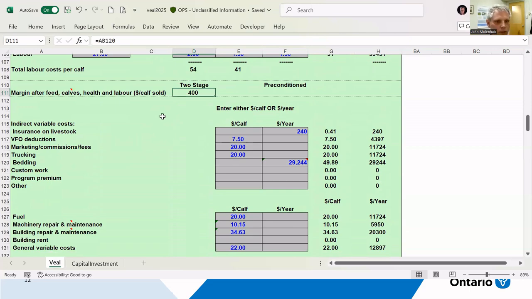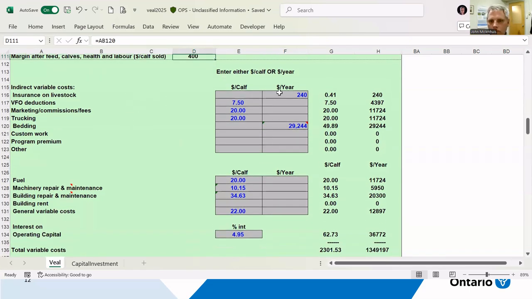And then you can calculate all of these. You can put a total annual number in here, or if you think more in dollars per calf, you can enter them in there. Just keep in mind that if you enter something, say marketing fees of $20,000, it will ignore the dollar per calf if you enter anything in here, but if it's zero, then it calculates it based on the dollar per calf. So just something to keep in mind.